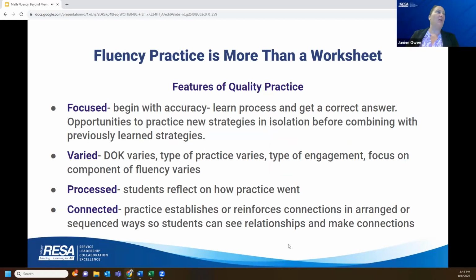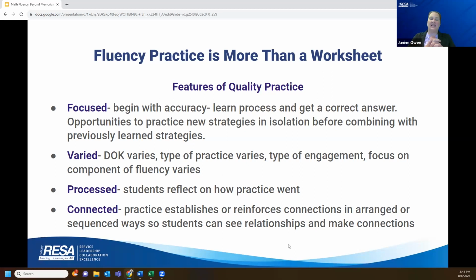Okay, so fluency practice is more than a worksheet. So here's some features of high quality practice that you can do with mathematical fluency. So it should be focused. So begin with the accuracy. Whenever students are wrestling with a new strategy, they should have time to practice that in isolation before you combine it with other things.